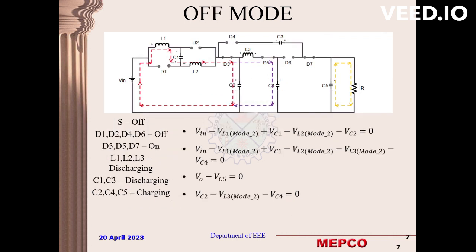This is the off mode diagram. In this mode, the switch is off and the diodes D1, D2, D4, D6 are off and other diodes are on. The L1, L2, L3 inductors are discharging and the capacitors C1, C3 discharge and other capacitors are charging.